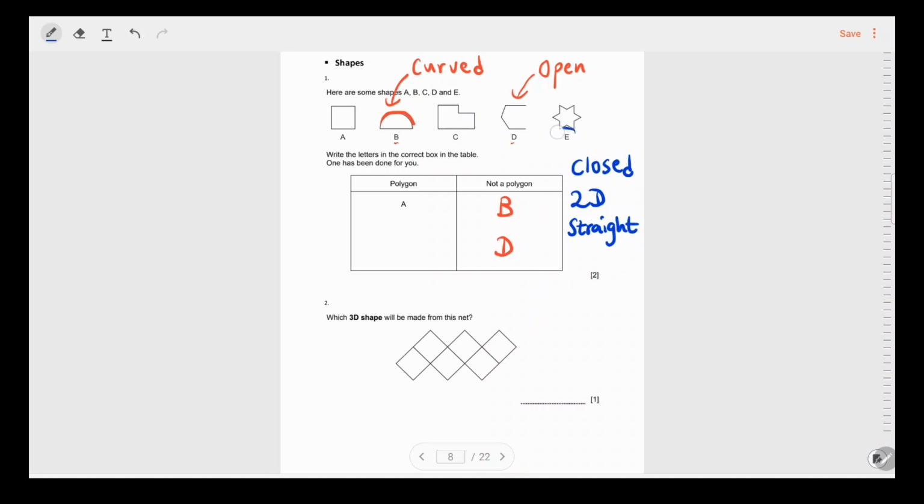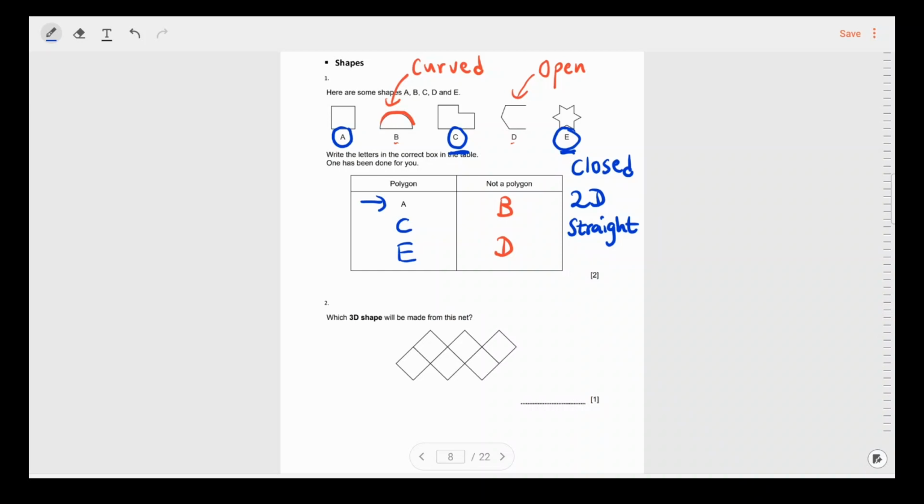So here we have a closed 2D shape with straight lines, same over here and over here. So A is already done for you. So we are left with C and E. So we would put the letters in this column. Great. Next, let's look at this 3D shape.